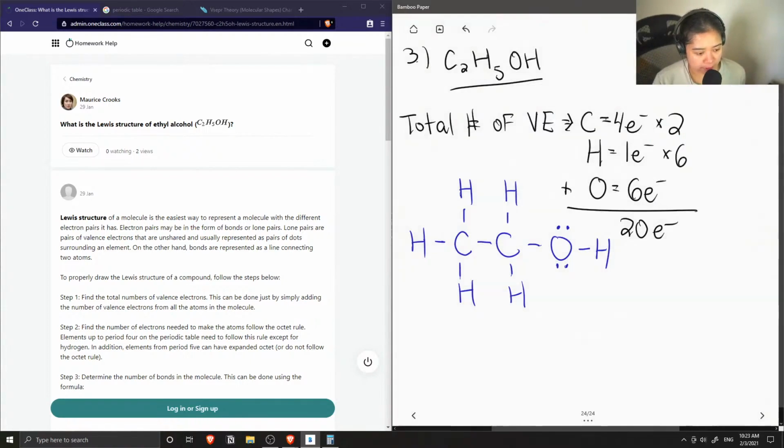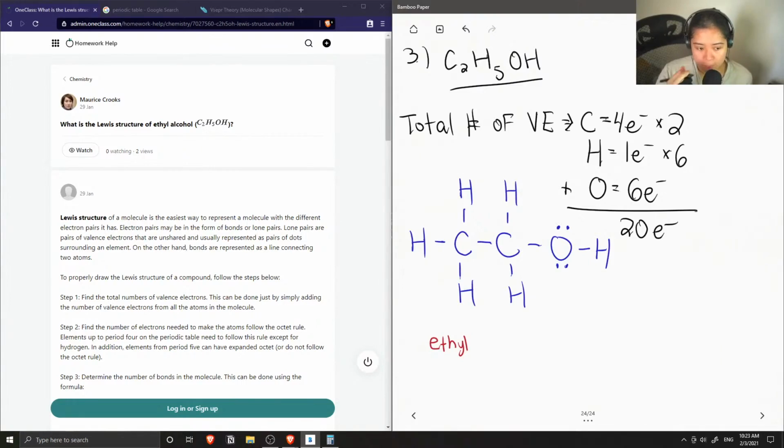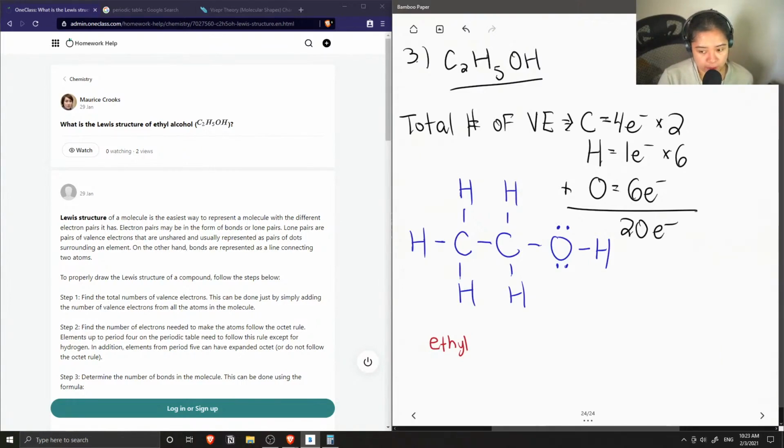And notice that when we named ethyl alcohol, since we have a 2-carbon chain, we would use the prefix ethyl, and the alcohol group can only be on carbon 1, like even if it was on the second carbon, it would also be considered carbon 1. So then we just put ethyl alcohol, or we can also call it ethanol, which is the same name.